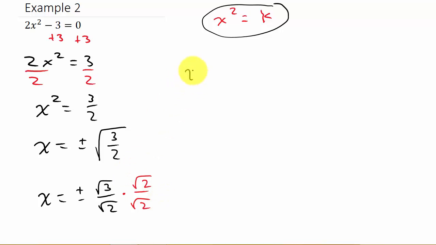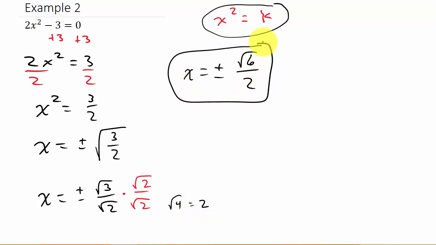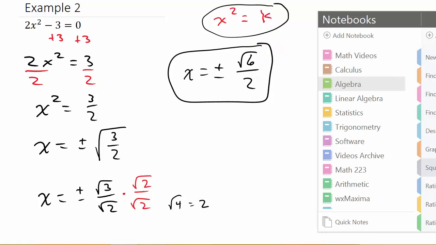And so I get x is equal to plus or minus, and then square root of 3 times square root of 2 is square root of 6 over, and then square root of 2 times square root of 2, well, that's the square root of 4, which is just 2. So I get plus or minus square root of 6 over 2. Alright, let's take a look. We've got 2 more to do.